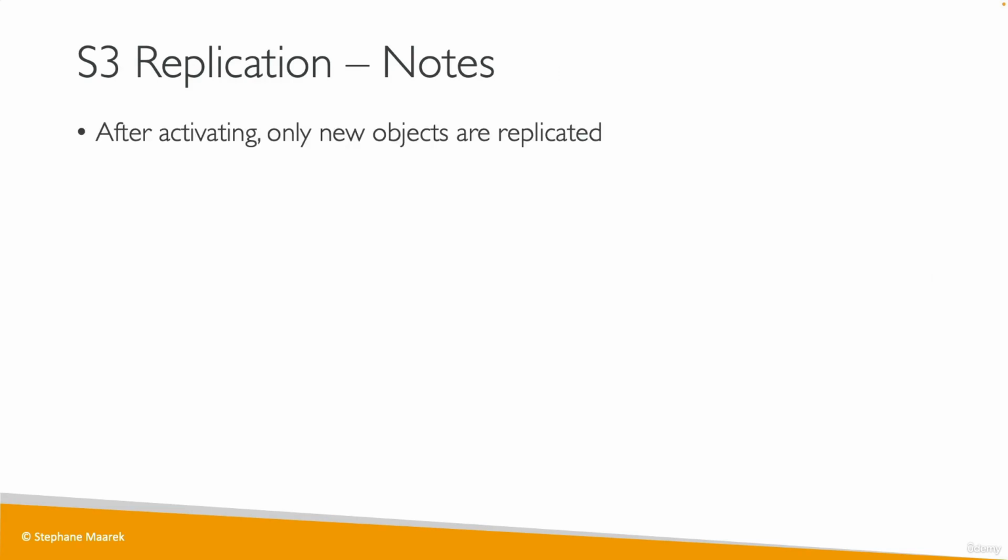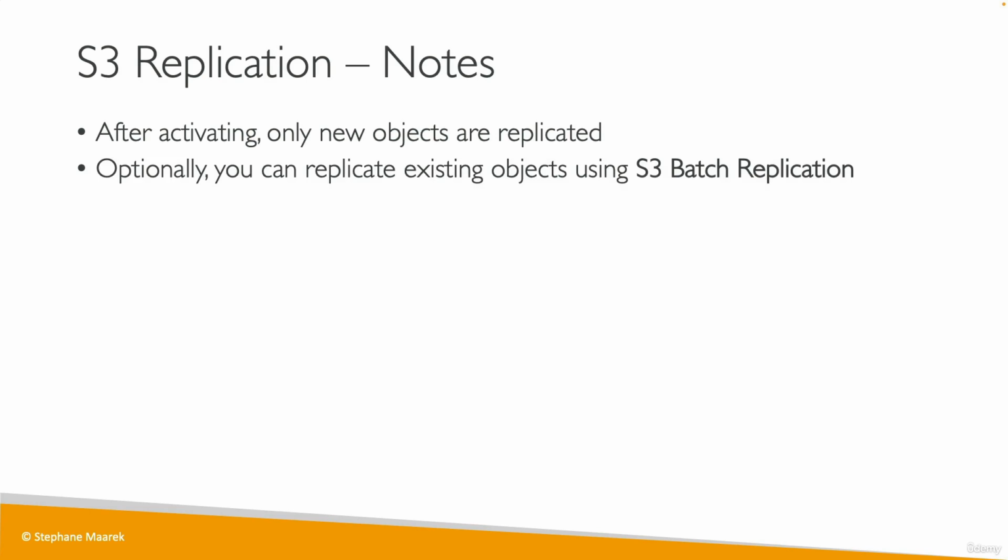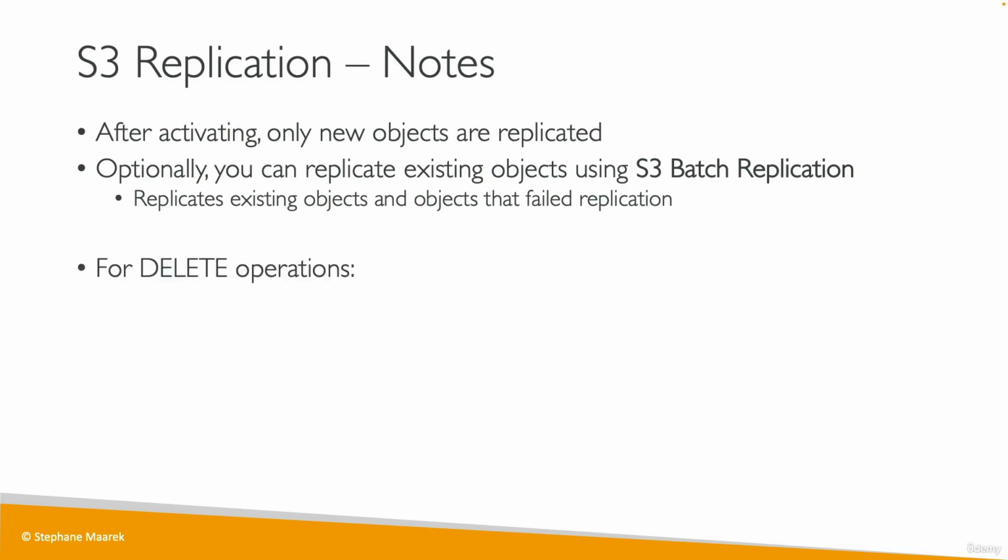When you enable S3 replication, only the new objects in your bucket are going to be replicated from then on. But if you want to replicate your existing objects, you have a feature called S3 Batch Replication, and it will replicate the existing objects as well as any objects that have failed the S3 replication mechanism. If you have a delete operation in your S3 bucket, then you can replicate the delete markers from source to the target bucket, and this is an optional setting.